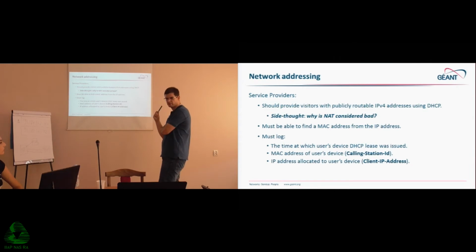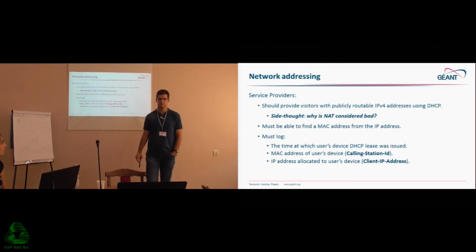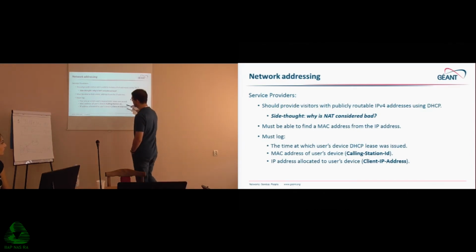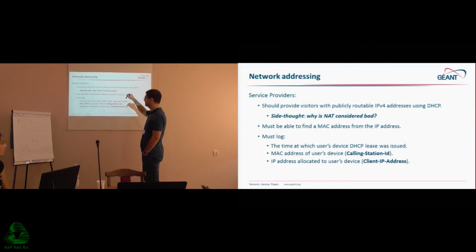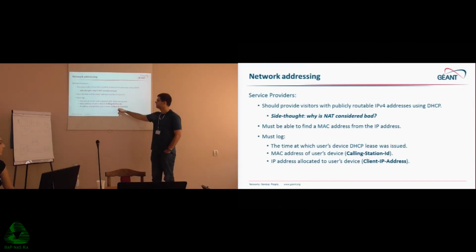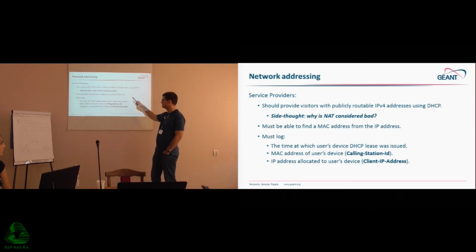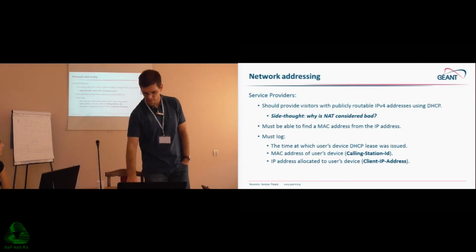So, as already mentioned, besides the MAC address, we need a precise time when the incident or DHCP lease was issued. The MAC address of the user's device, as I mentioned, is the calling station ID. If you look at the logs, it's calling station ID, not NAS IP address. Calling station ID is the MAC address of the user's device. NAS IP address is something else. Client IP address is the IP address allocated to the user's device, and NAS IP address is the IP address of the RADIUS client.